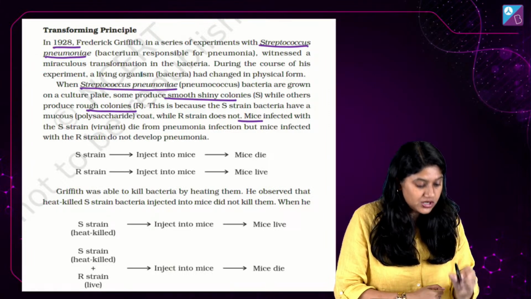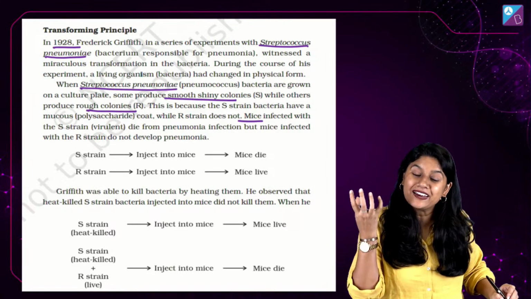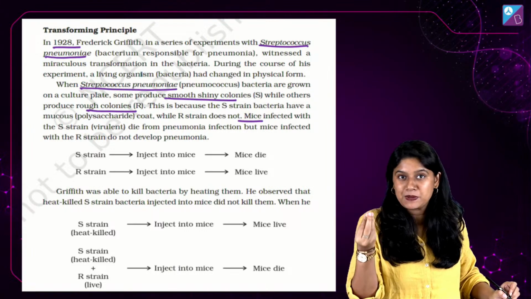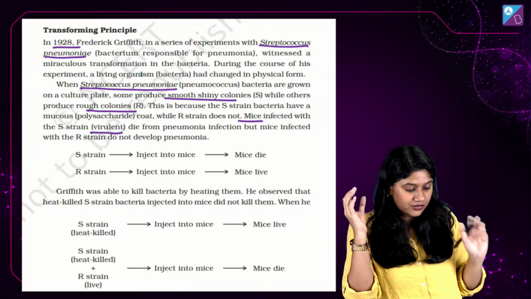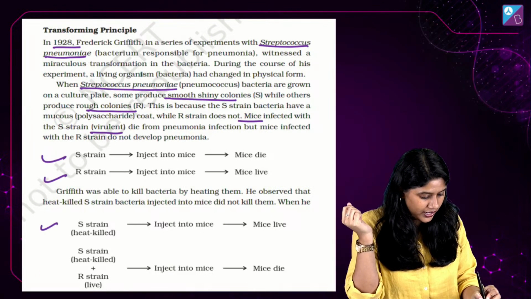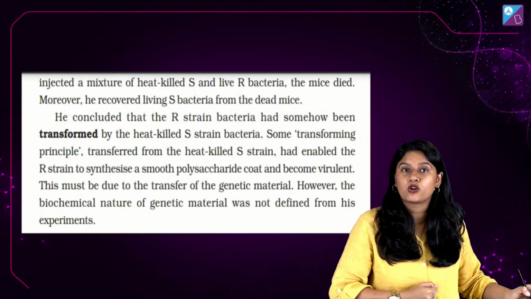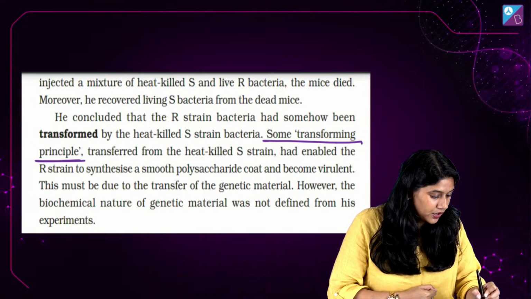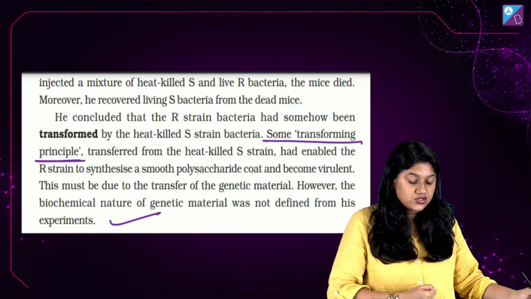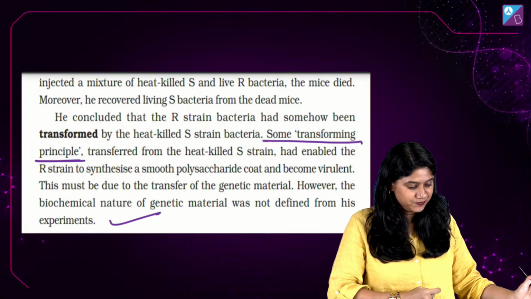Then please do mention about the organism on which the experiment was happening. It is mice. We have two types. We have active and inactive type. We have all of this, right? And of course, we have the result of it. He called it some transforming principle. Clear? So everyone, every line is important.